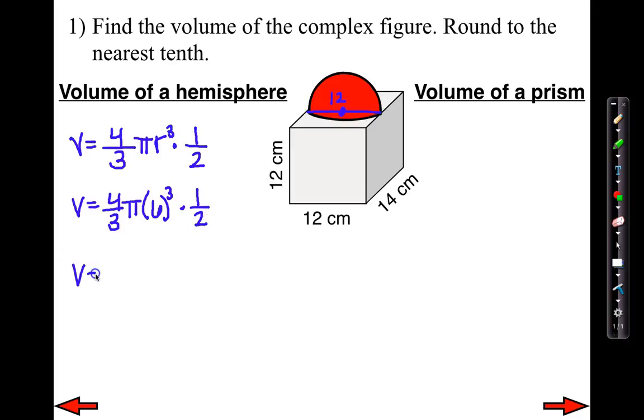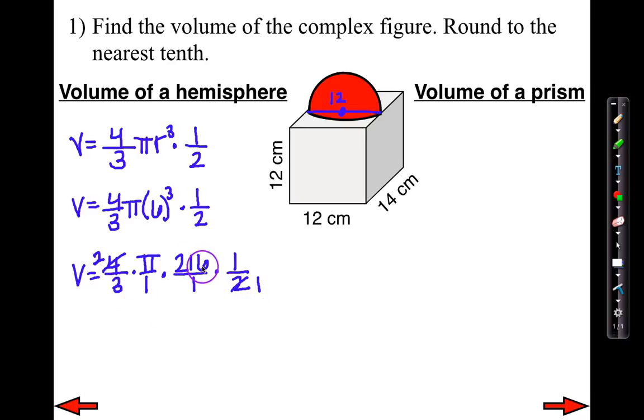Now that I have that, I'm going to simplify. We have 4/3 times, let's put pi over 1 to make that part of a fraction, times 6 times 6 times 6 is 216. So I'm going to put 216 over 1 times 1/2. Now we're going to cross-reduce whenever possible, because it's going to save us some time. I see that 4 and 2 have a 2 in common, so 4 becomes a 2, because 4 divided by 2 is 2. 2 divided by 2 is 1.